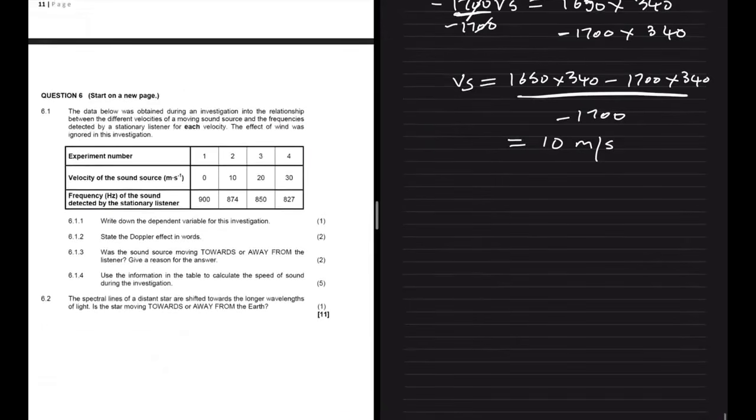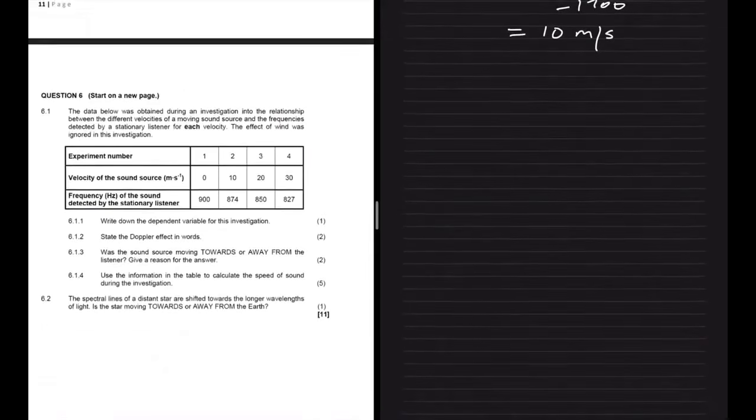Okay, we have a table there, so let's just do this question. Question 6.1, start by reading the problem statement like we always do. The data below was obtained during an investigation into the relationship between the different velocities of a moving sound source and the frequencies detected by a stationary listener. For each velocity, the effect of wind was ignored in this investigation. The first question says, write down the dependent variable for this investigation.